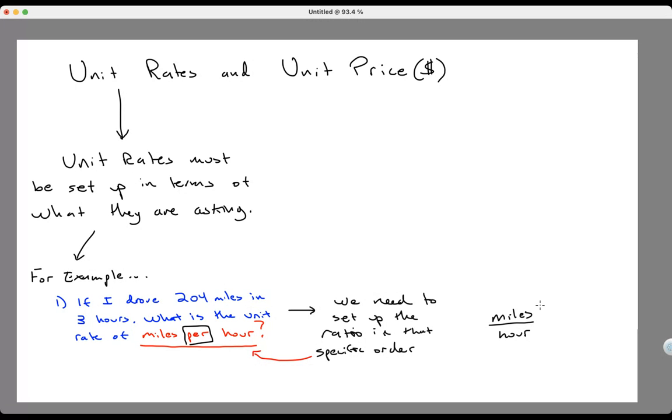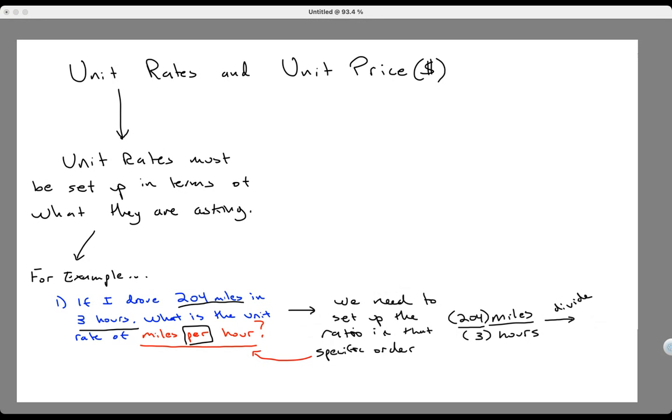So it would be miles, and then we can see the word per, or sometimes the word each. So it's miles per hour. That's how we set that problem up. Once we set up our units in the proper order, all we have to do is plug in our values from the word problem. It's 204 miles in 3 hours. We want to find the miles per one single hour, and we do that the same way as the last problem, through division.